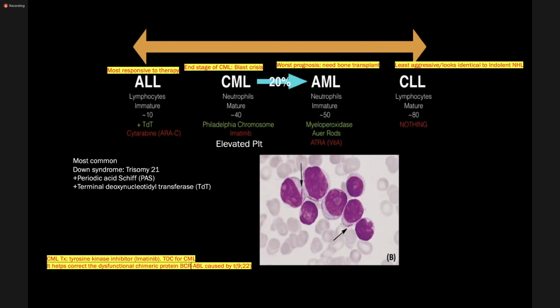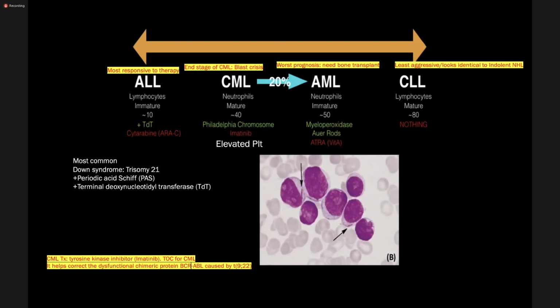The reason why we're doing that: ALL is seen in those less than 10 years old. CML, less than 40 years old. AML, less than 50 years old. And CLL is seen in 80-year-olds. Does that make sense?